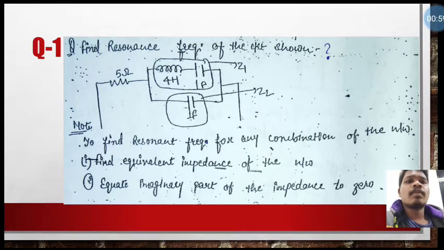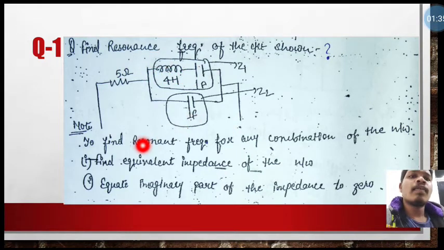See, this is question number 1, and the question is asking about finding the resonance frequency of the circuit shown below. So this is the circuit given by the examiner. Here a 5 ohm resistance is connected in series with the parallel connection between two impedances Z1 and Z2. Z1 contains 4 Henry of inductance and 1 farad of capacitance, and Z2 contains 1 farad of capacitance. So here we need to calculate the resonance frequency.